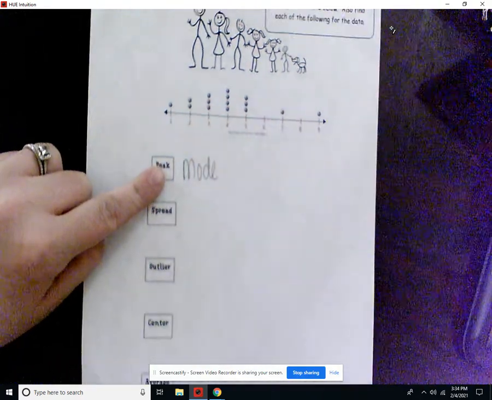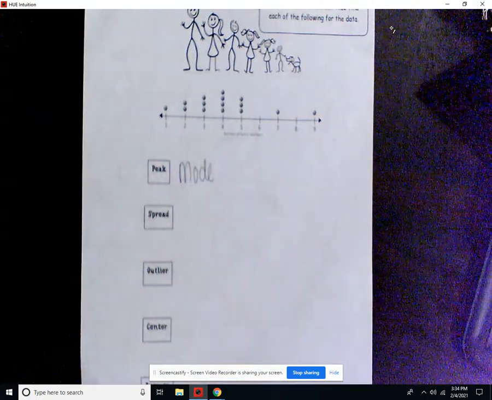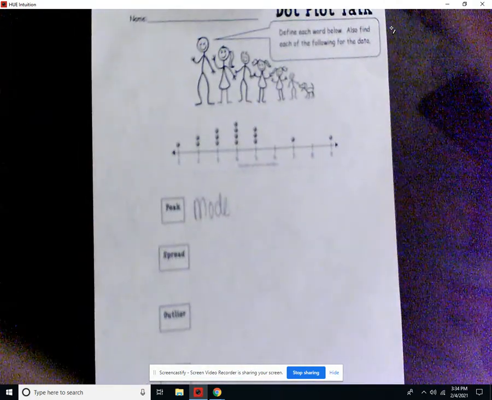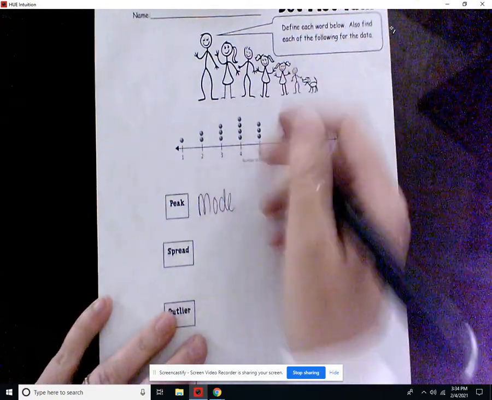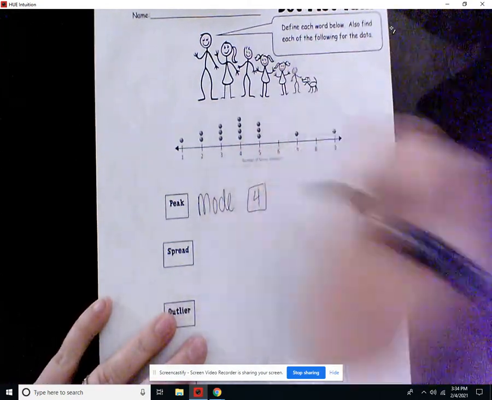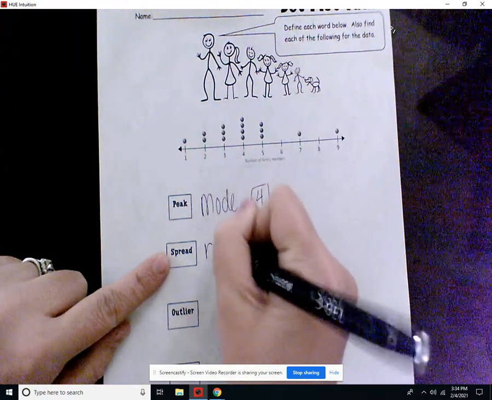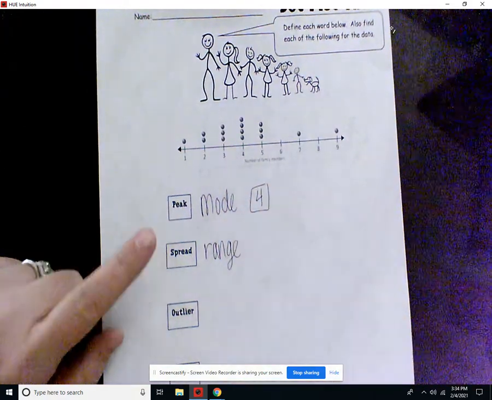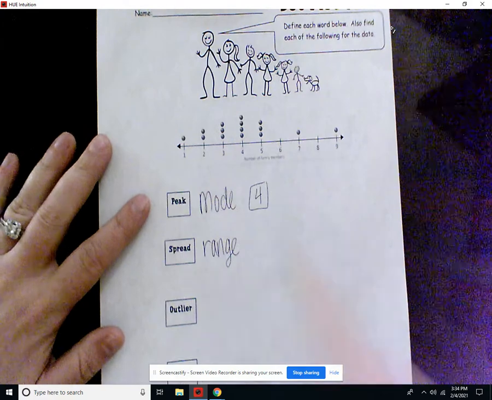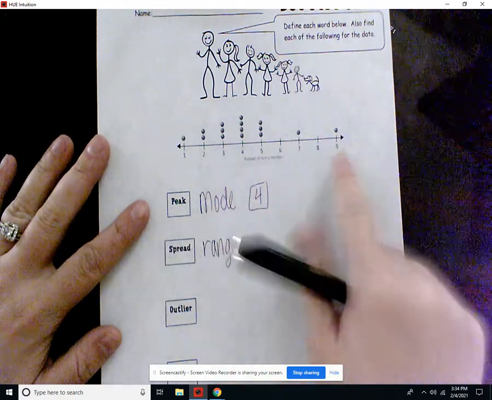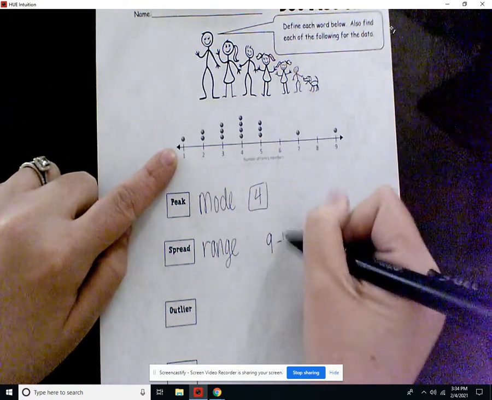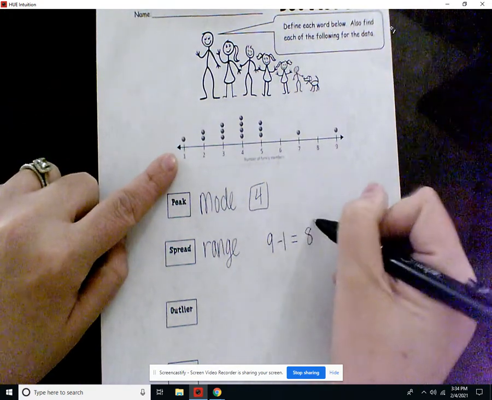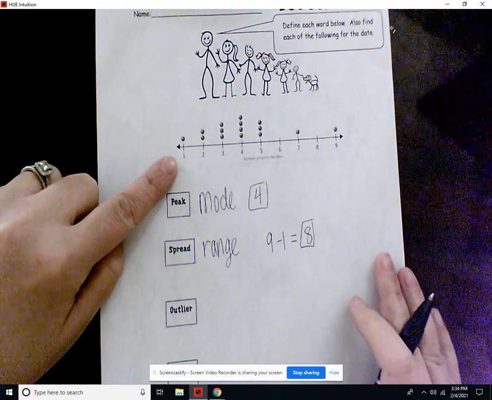And remember, that is the most. So if I look at my data, the mode is the one that has the most dots, which is 4. Spread is going to be the range. That's the highest minus lowest. So it's not the one with the most dots, it's the biggest number with a dot, which is 9, and then the lowest number with a dot, which is 1. And 9 minus 1 is 8. So that is our range.